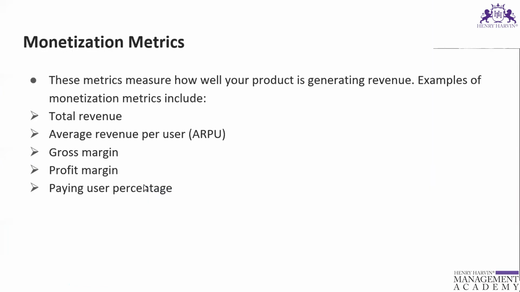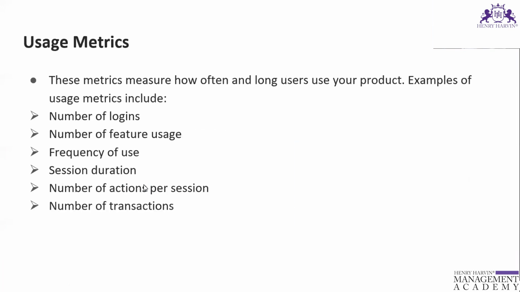So this is called monetization. Next is monetization metrics, whether the product is generating revenue. It can be total revenue, average revenue, gross margin, profit margin, paying user percentage. So this talks about some financial things. Usage metrics: how often and how long customers use the product, number of logins, number of features used, frequency of use, session duration, number of actions per session, number of transactions.